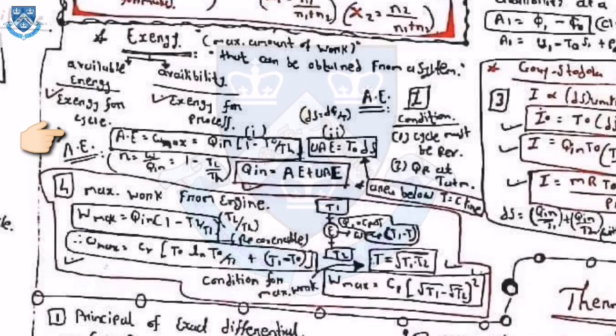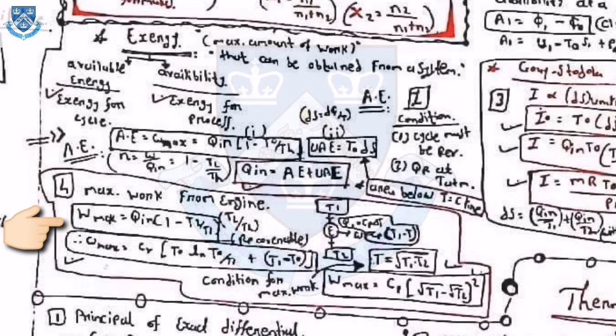And the area below the T equal to constant line represents T naught into dS. For available energy, conditions are that the cycle must be reversible and heat rejected at atmospheric temperature only. Then the area below the constant temperature line gives the T naught into dS, means unavailable energy. Maximum work from engine: W max is equal to Q in into 1 minus T2 by T1. W max is equal to CV into T naught ln T naught upon T1 plus T1 minus T0.